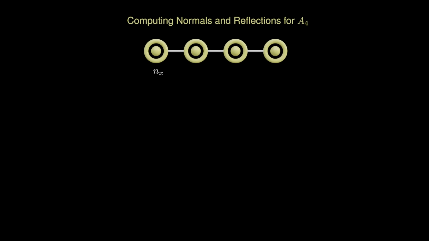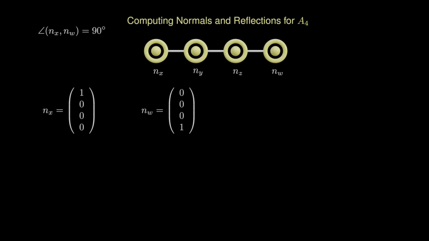To translate this diagram into explicit data, we interpret each node as a mirror with a corresponding normal vector. The edges of the diagram prescribe the angles between these normals. The mirrors corresponding to the first and the last node are required to be orthogonal. Apart from this constraint, we can freely choose a convenient coordinate system. So we align the first normal with the x-axis and the last one with the w-axis. The remaining normals are determined by the angle conditions encoded in the diagram.